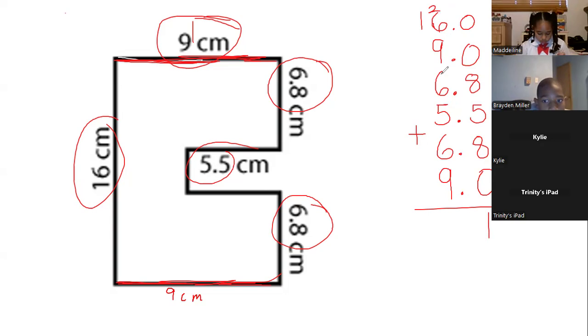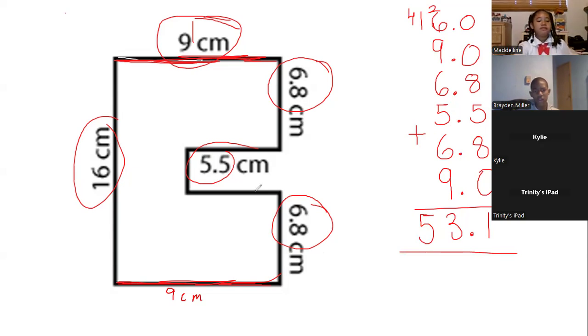17 plus 6, 17, 18, 19, 20, 21, 22, 23. 23 plus 5 is 28. 28 plus 6, 28, 29, 30, 31, 32, 33, 34. 34 plus 9, 34, 35, 36, 37, 38, 39, 40, 41, 42, 43. It's going to be 43, so we're going to put the 3 here, and we're going to put the 4 on top. 4 plus 1 is 5. It's going to be what? 53.1. All right, does that make sense?